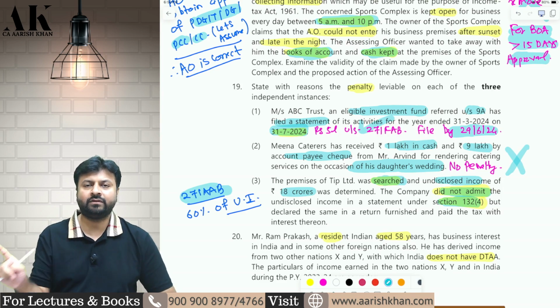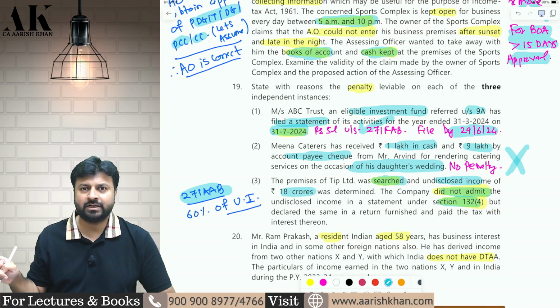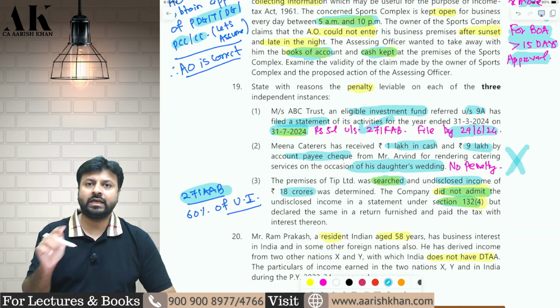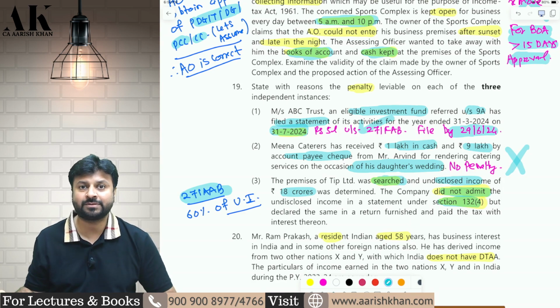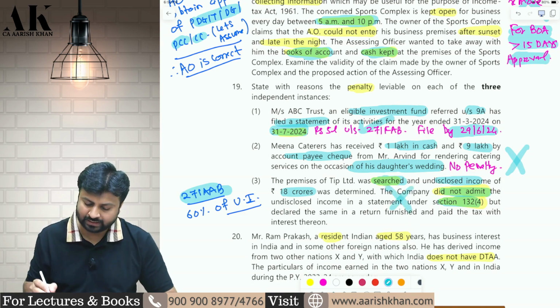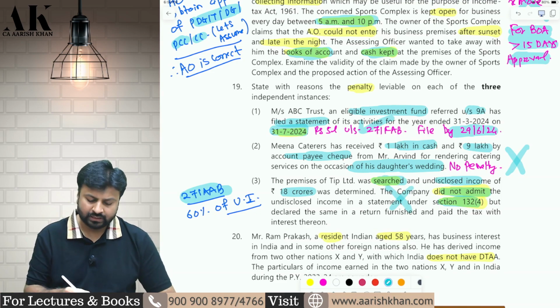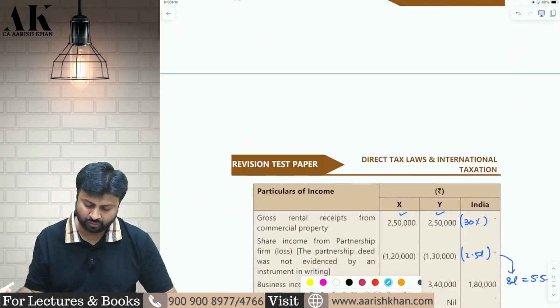And if you violate any of the conditions, that is, if you don't file the statement under 132(4), or don't file the return on time, or don't pay the tax and interest on time, then the AO will impose 60% of the undisclosed income as penalty. The assessee has not filed the statement under 132(4), therefore it is liable for 60% penalty. I hope it is clear to all of you.